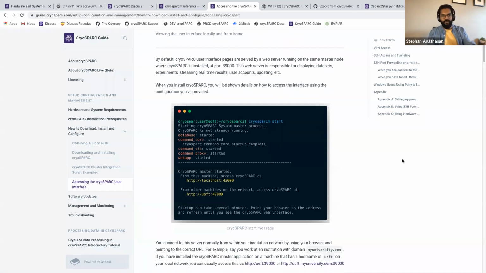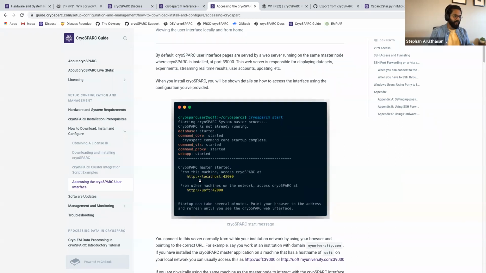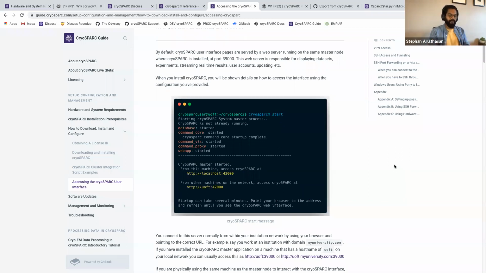And when you start CryoSPARC, you'll get a message that says, from this machine, you can access CryoSPARC at localhost at 42,000, because CryoSPARC is hosted at a specific port, the web app. But if you're on the same network and that machine has a host name, you can actually go to that host name at that port. And like I mentioned, Nginx, it's a utility, it's a reverse proxy. But yeah, you can essentially map an actual host name to a port, and that'll direct traffic to that port. So yeah, that's how you've been doing it. But yeah, everyone on the practicals have been working on the Slack servers.